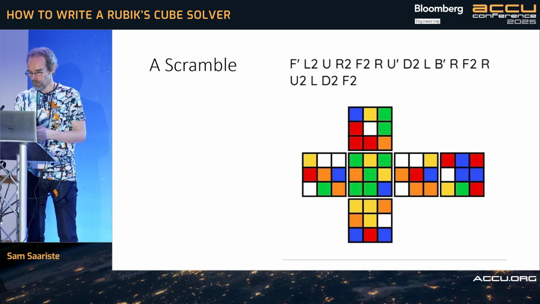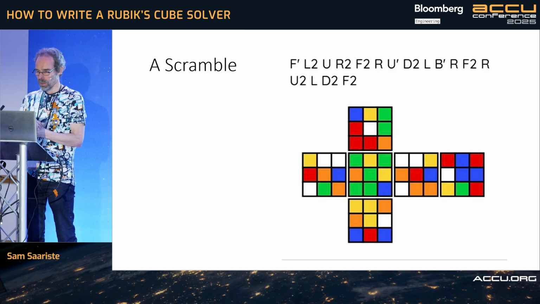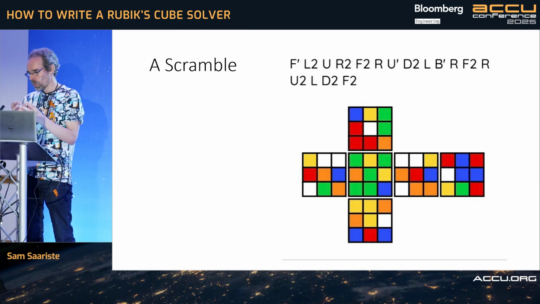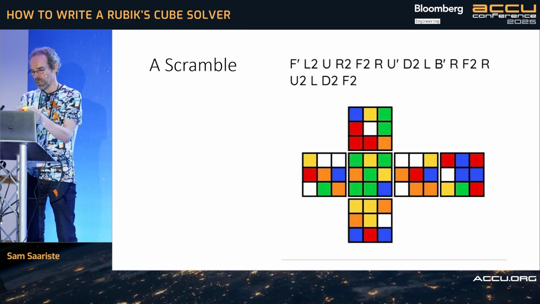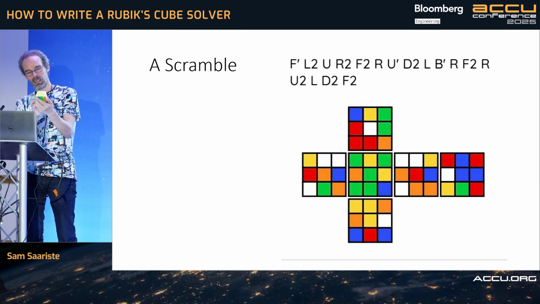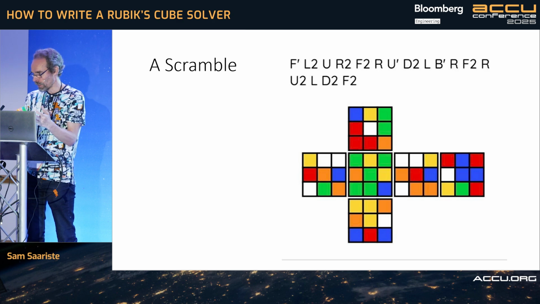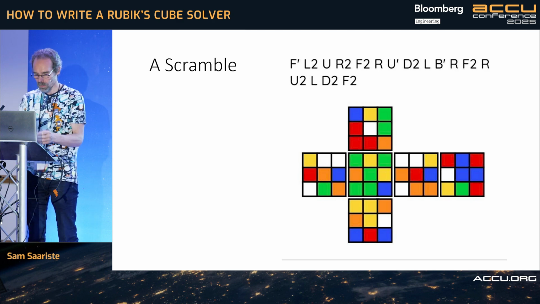So this is a good way to ensure that you've executed the scramble correctly, because you do this sequence and then you check, that side is the same. Yes, I've done it correctly. But otherwise, it's easy to make a mistake.